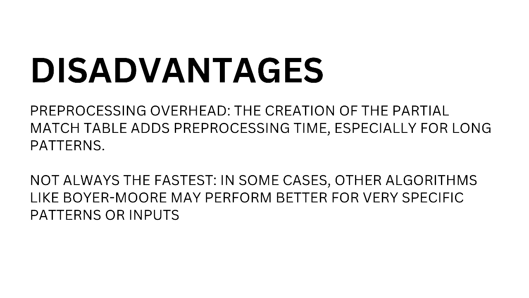Then for disadvantages, we have pre-processing overhead and not always the fastest. Pre-processing overhead: the creation of the partial match table adds pre-processing time, especially for longer patterns. Then, not always the fastest. In some cases, other algorithms like Boyer-Moore may perform better for very specific patterns and outputs. So sometimes you have better options to go through, but all of them have their own advantages and disadvantages. You just have to understand what exactly your requirement is for the system, and then choose the algorithm to work efficiently with it.